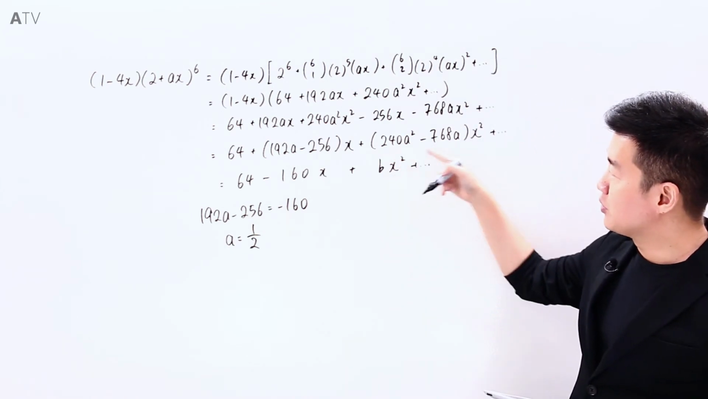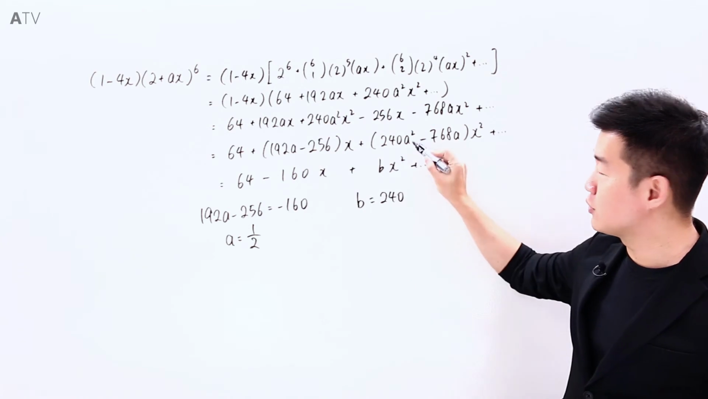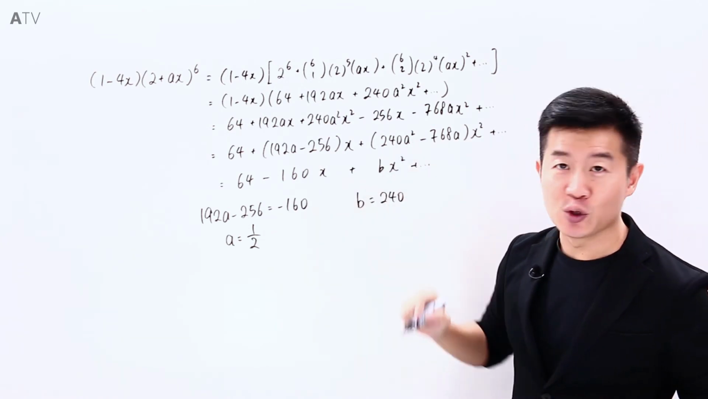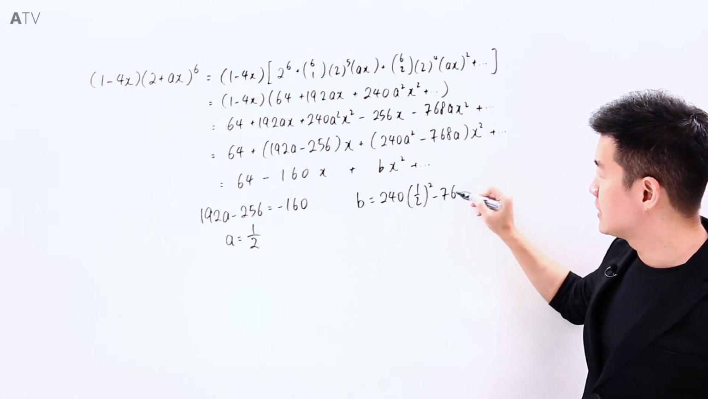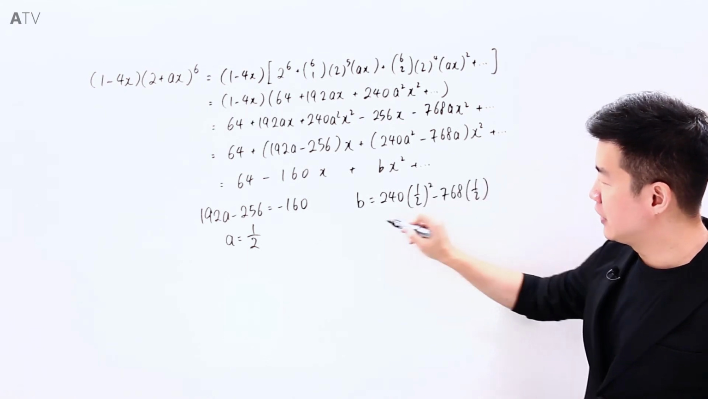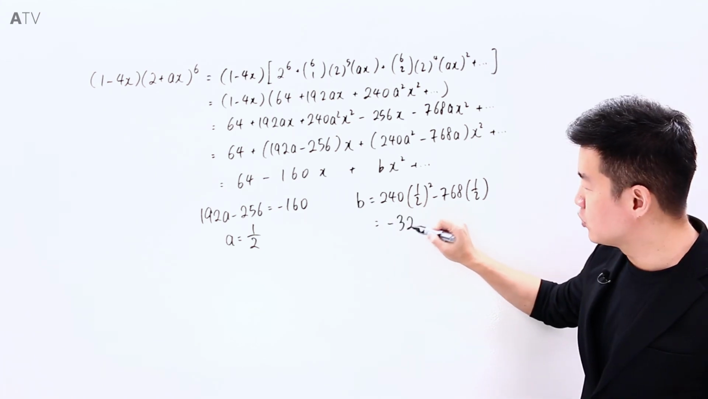And b is going to be equal to this. So b is going to be calculated as 240 times a squared. And now we know that a is half. So here will be half squared minus 768 of half. So b will be calculated to be a value of negative 324.